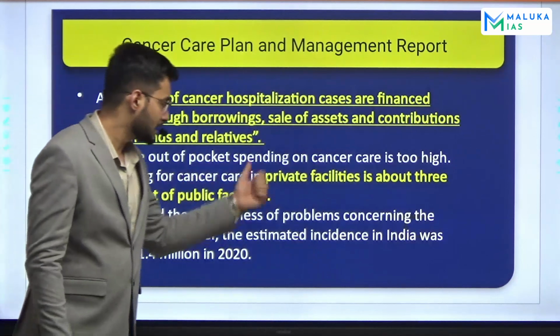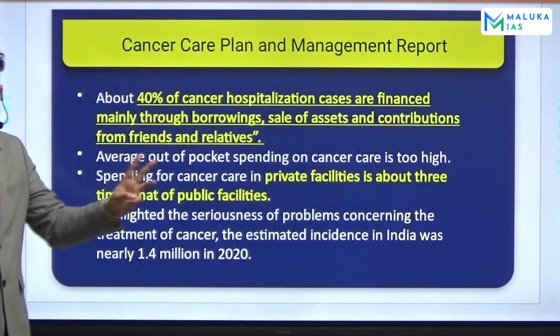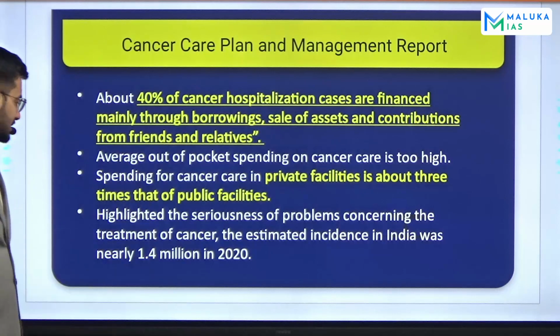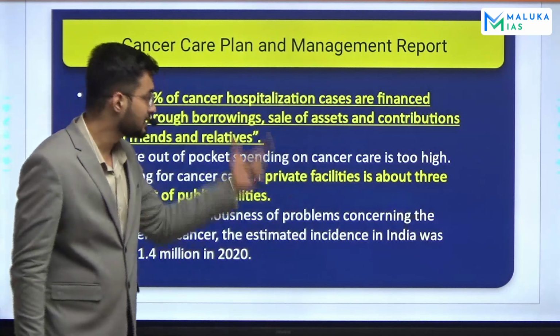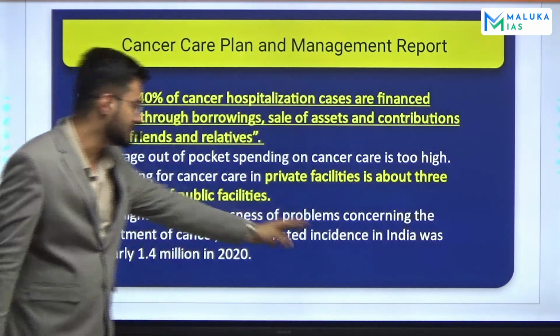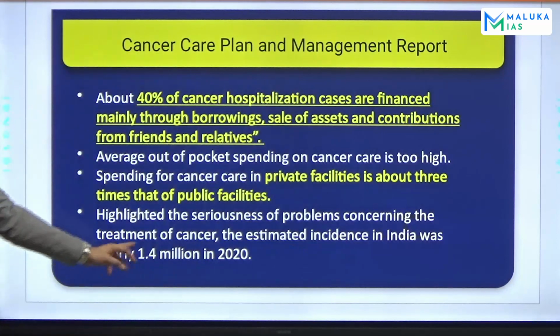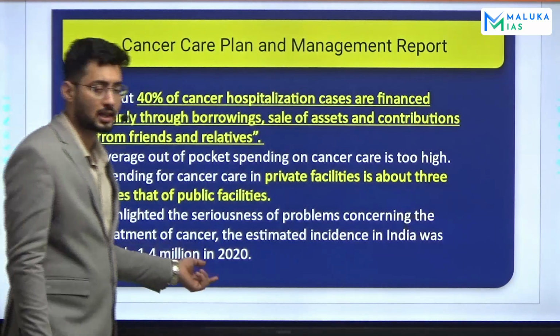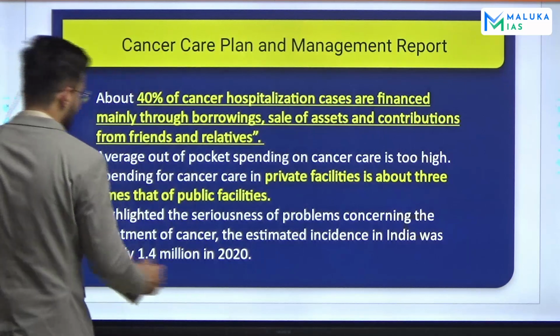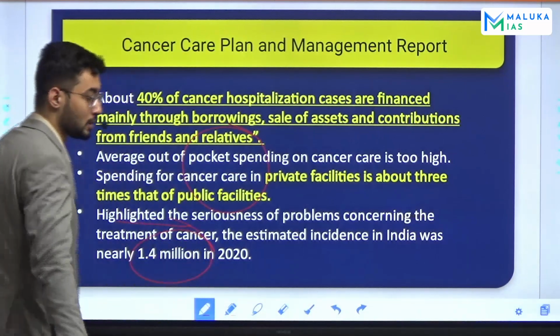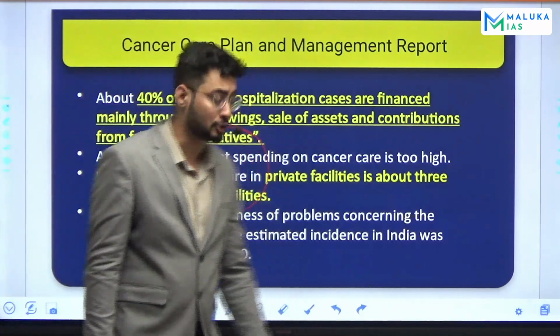Spending for cancer care in private facilities is about 3 times higher than in public facilities. This report highlighted the seriousness of the problems concerning the treatment of cancer, and the estimated cost is around 1.4 million in 2020.